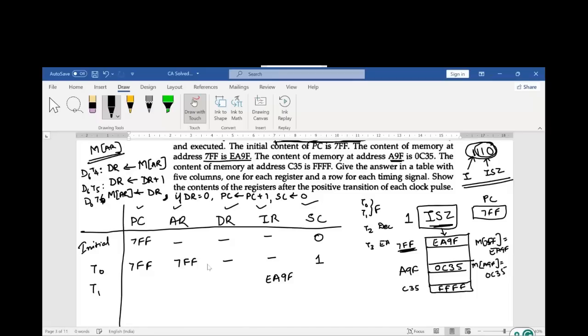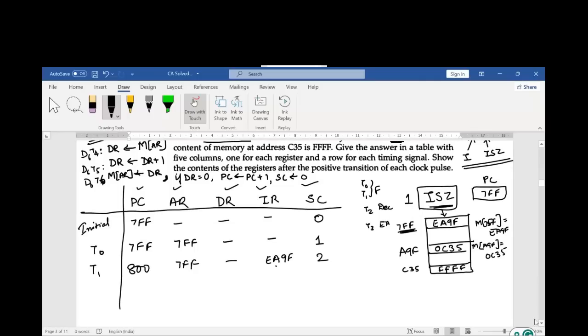And during the same clock pulse, we also increment the value of PC, right? As soon as the instruction is fetched and placed in IR, the content of PC is incremented and it will become 800. Okay, first of all, let us complete this. This is T1 only. So this would remain as it is and the sequence counter would become 2. So T0 and T1, the fetch phase, is completed.